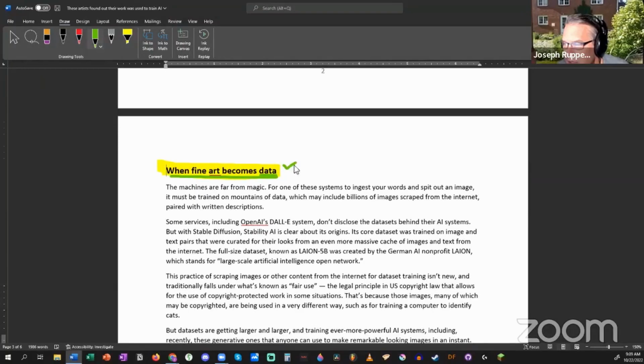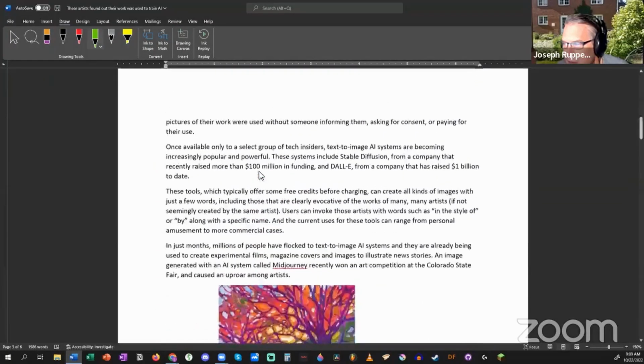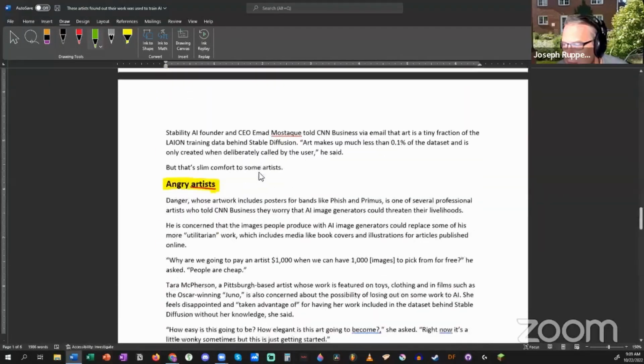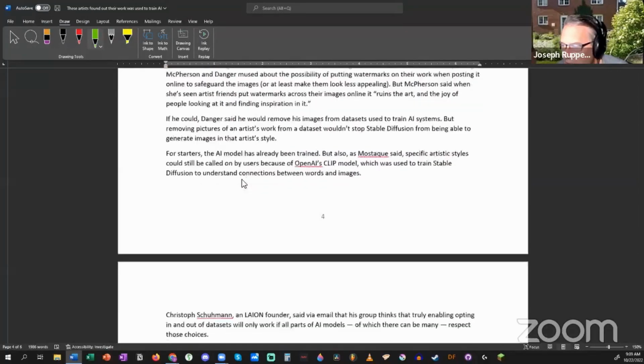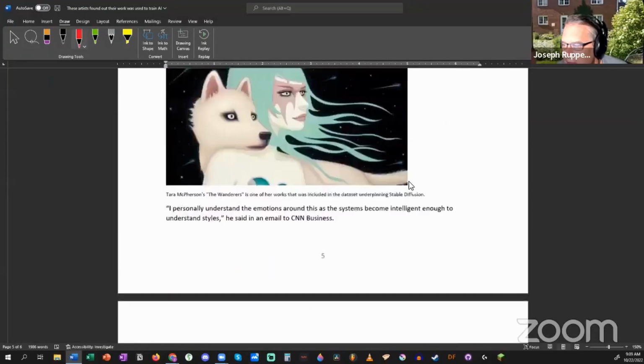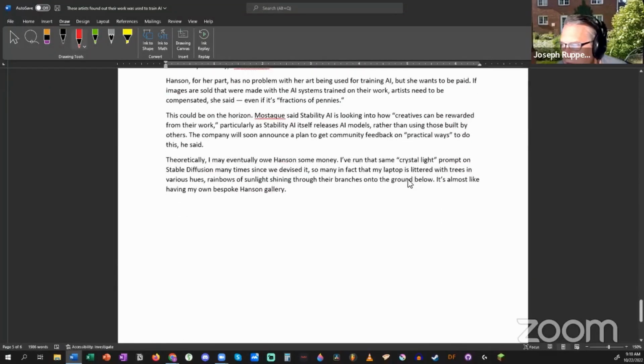So this is a really interesting section to me, when fine art becomes data. This first part, I think we understand that they're angry. Yeah, they're angry artists. Okay, I already know that. I probably don't need to spend much time on that. Now, this is interesting. Offering artists more control. Why is this interesting? Because maybe this is offering some kind of a solution. So I don't know if I'm going to get an in-depth analysis in this article, but it's more like just kind of kicking ideas around.